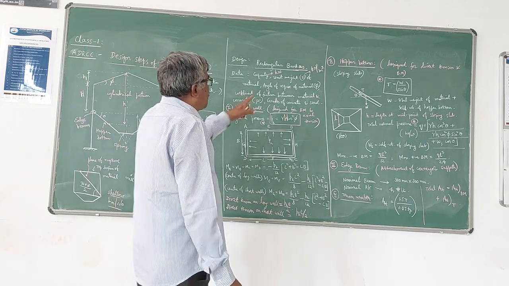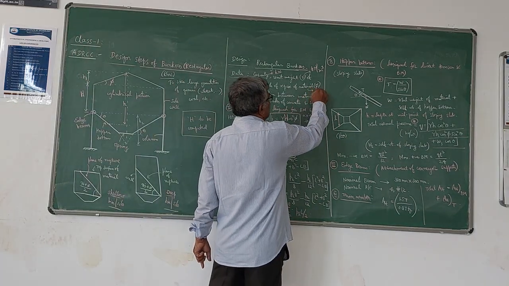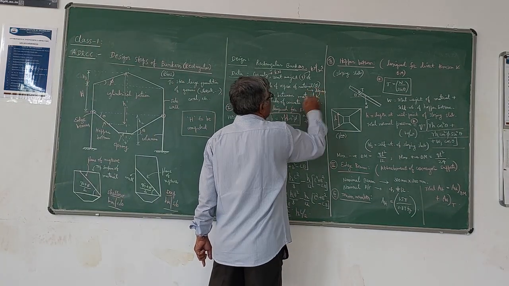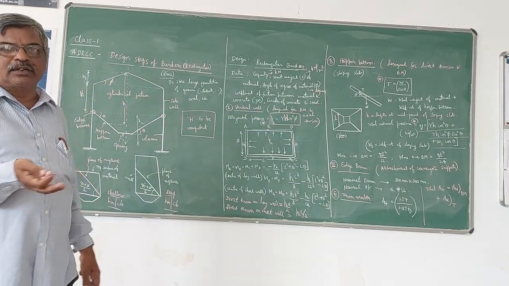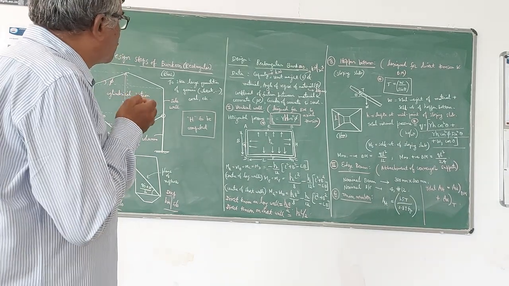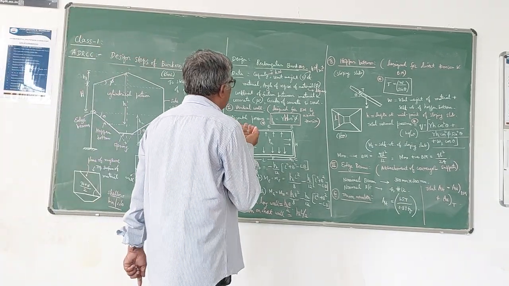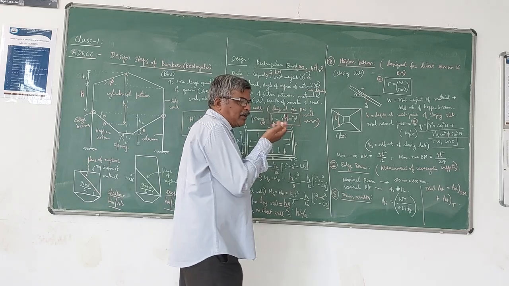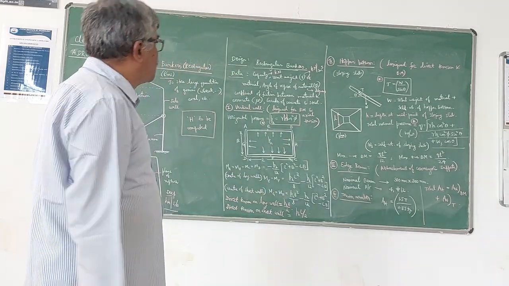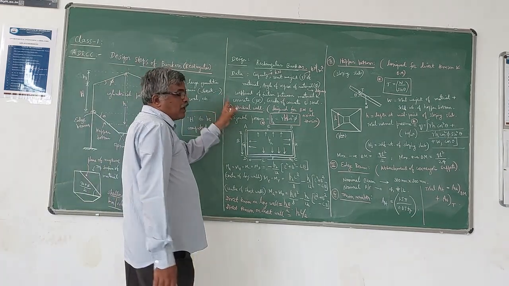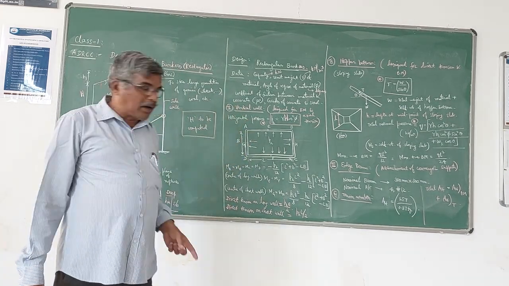Then the angle of repose phi will be given, in degrees, of the material to be stored. The coefficient of friction between material and concrete, because it is made of RCC, is mu dash, a constant value. And grades of concrete may be M20 or M25 and steel Fe 415 or Fe 500. These are the data required for the design of a rectangular bunker.